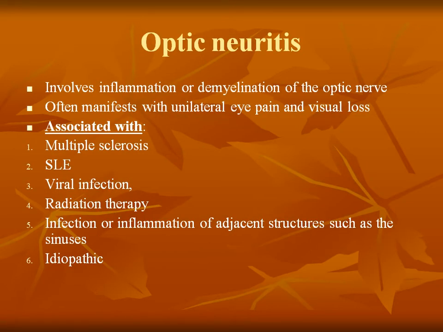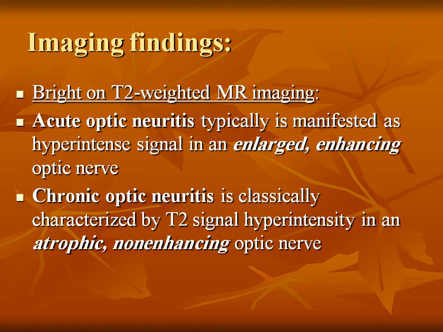Optic neuritis involves the inflammation or demyelination of the optic nerve, and often manifests as unilateral eye pain and visual loss. It is associated with MS, SLE, viral infection, radiation therapy, infection or inflammation of the adjacent structures such as the sinuses, and it can be idiopathic. The imaging findings: there is bright signal on T2 weighted MR imaging. Acute optic neuritis usually manifests as a hyperintense signal, enlarged, enhancing optic nerve. Optic neuritis is inflammation of the optic nerve.